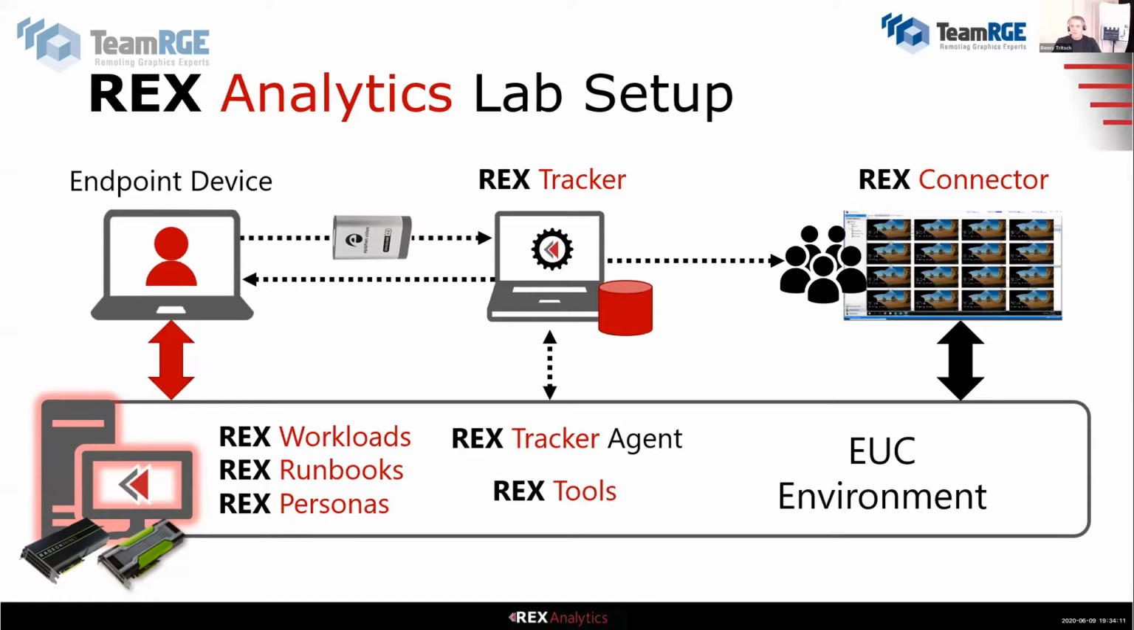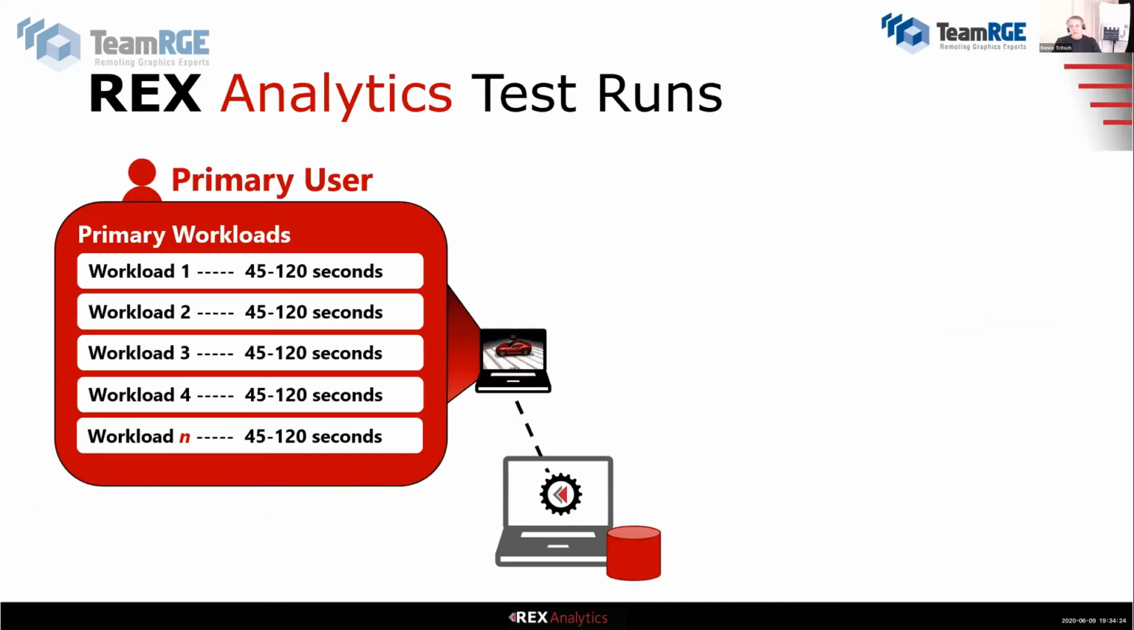Now we control everything from the Rex Tracker and collect both the video data and the telemetry data at the same time. The video data comes from the endpoint, while the telemetry data comes from the EUC environment. Like I said, we have those individual workloads. The primary workload runs between 45 and 120 seconds. It represents one graphics API. So it can be an OpenGL application, it can be a DirectX application, it can be a video, whatever it is, and we use several applications, for example, for the videos.